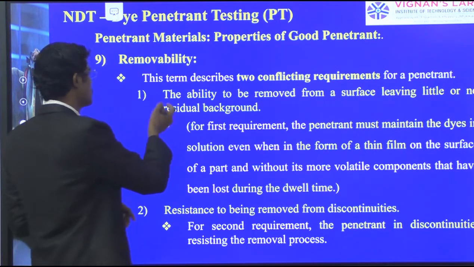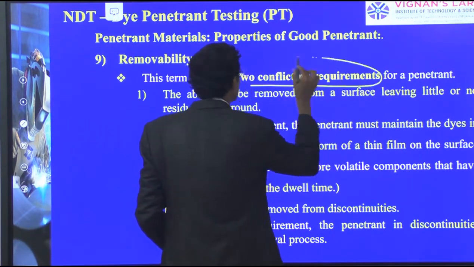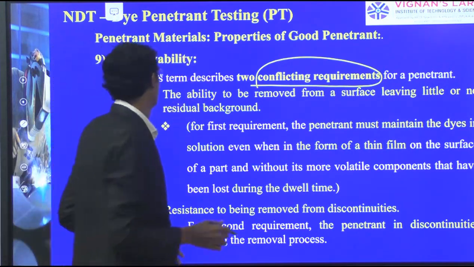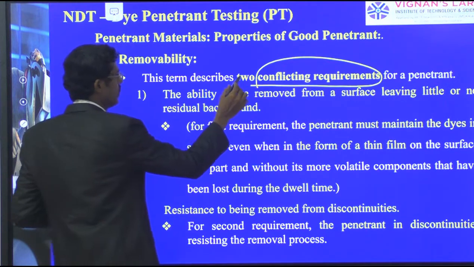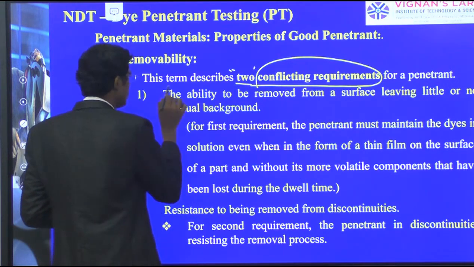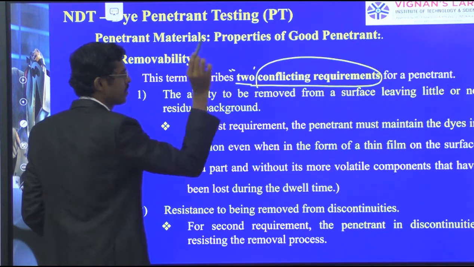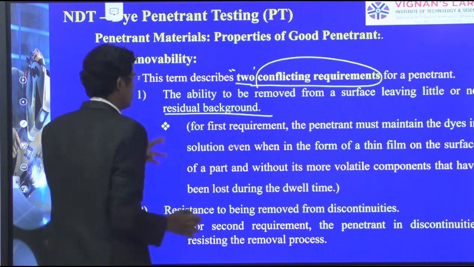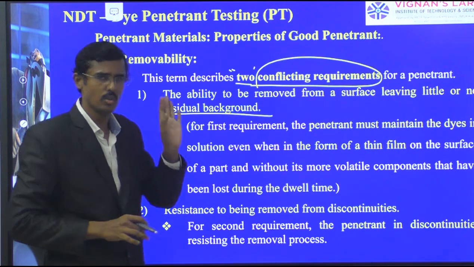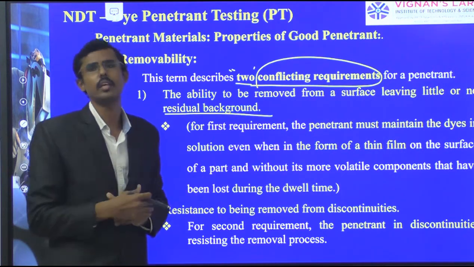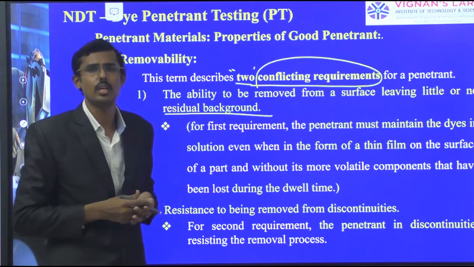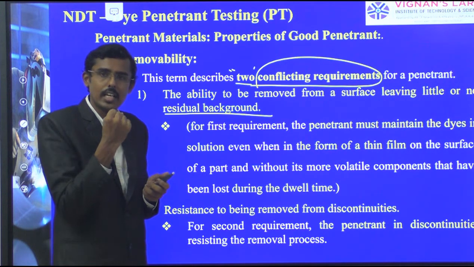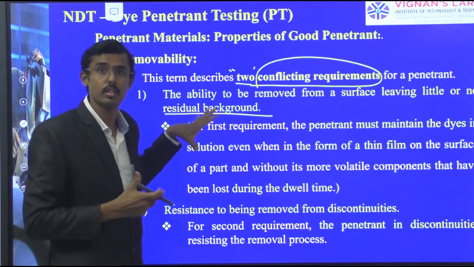Removability. This term describes two conflicting requirements: maybe stickiness, maybe removableness. The first one is the ability to be removed from the surface, leaving little or no residual background. Residual means what stays back. There should be no residual staying back. It should be easily removed, like water washable or solvent, anything. It should come out. It should not have staining power or sticking power for the penetrant.